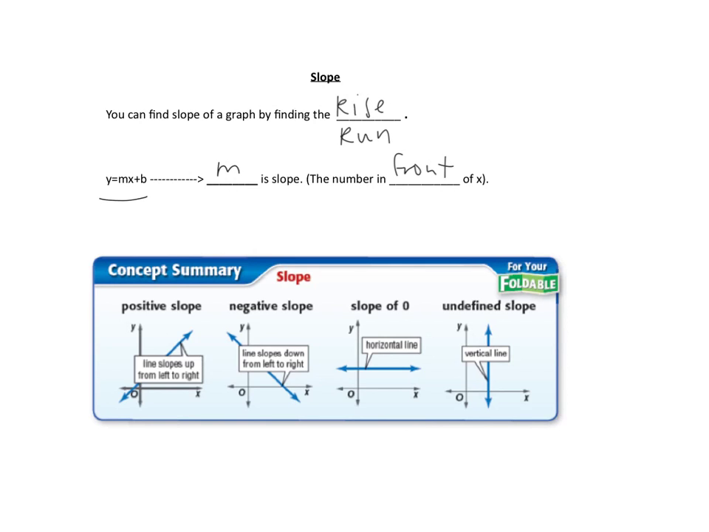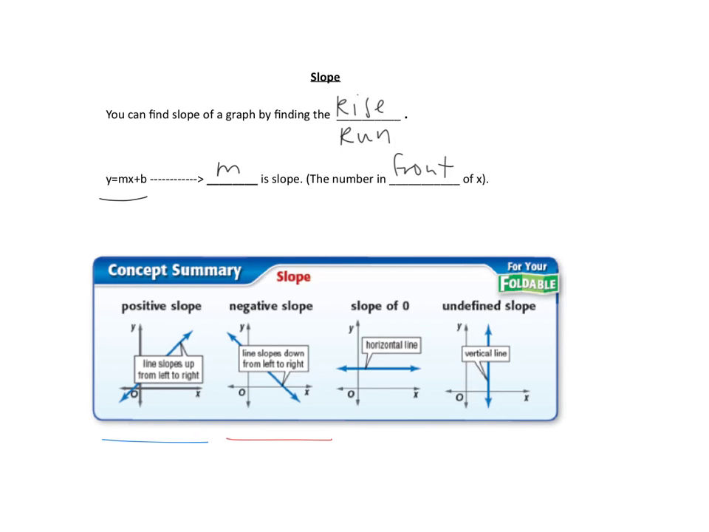So there are 4 different versions that we can have of slope. The first one right here is we can see a positive slope. So this means that we have a straight line that goes from left to right and is increasing. Or we could see a negative slope that is opposite of positive. This line is decreasing from left to right and is going in a downward motion.